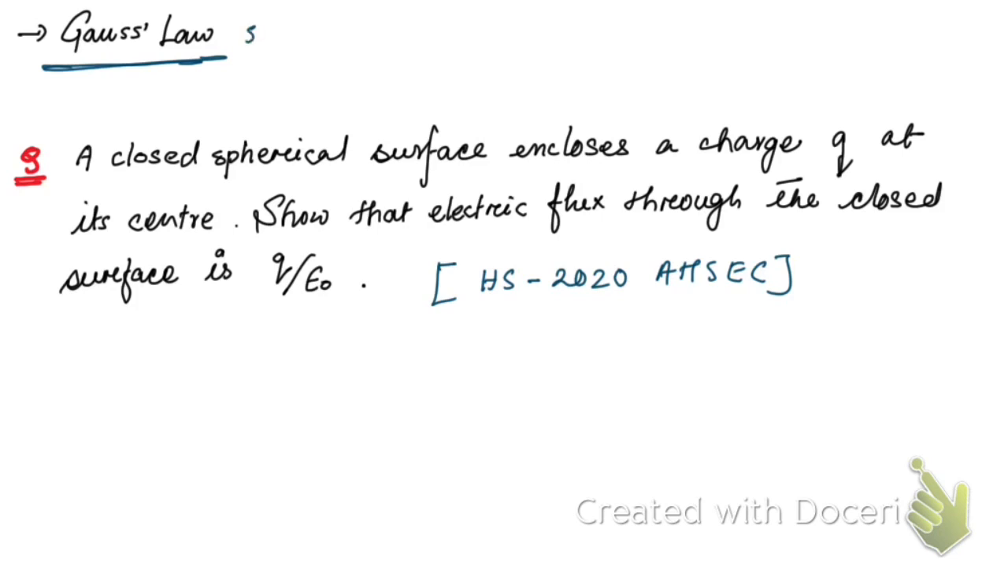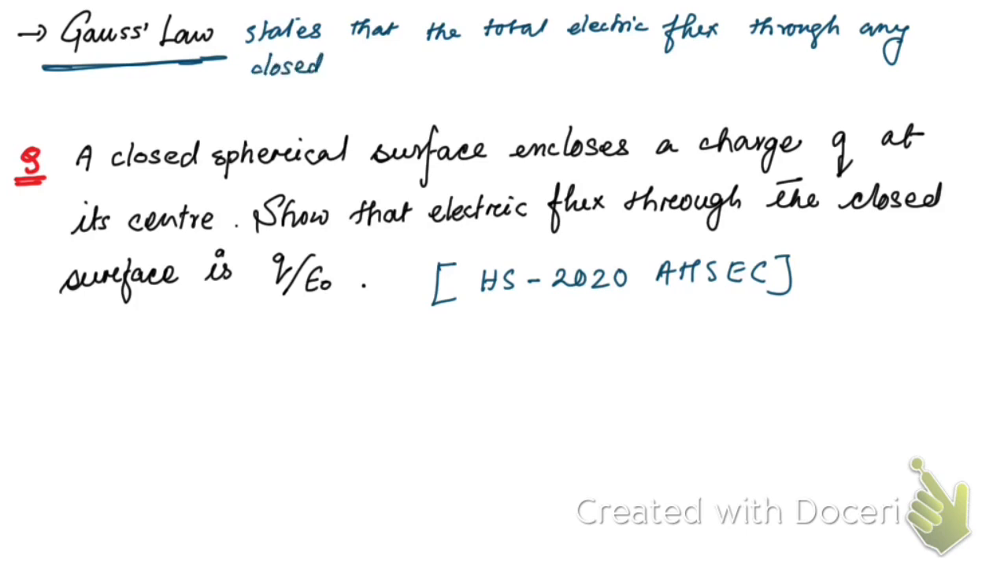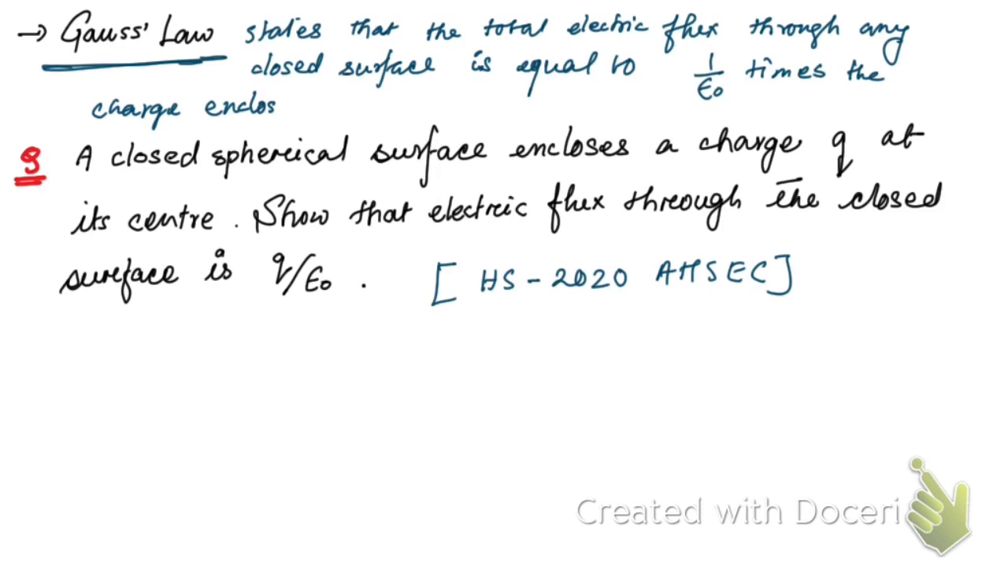Gauss law states that the total electric flux through any closed surface is equal to 1 by epsilon naught times the charge enclosed by the closed surface, right? So you need to prove this statement.